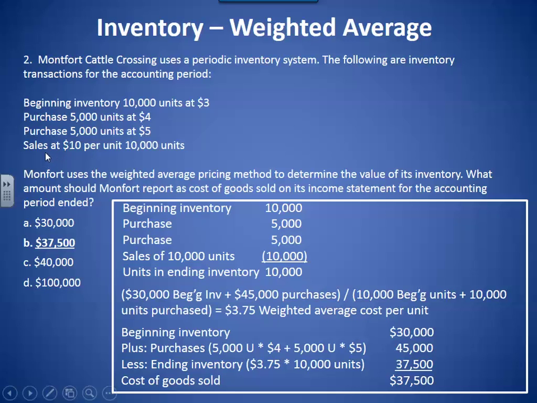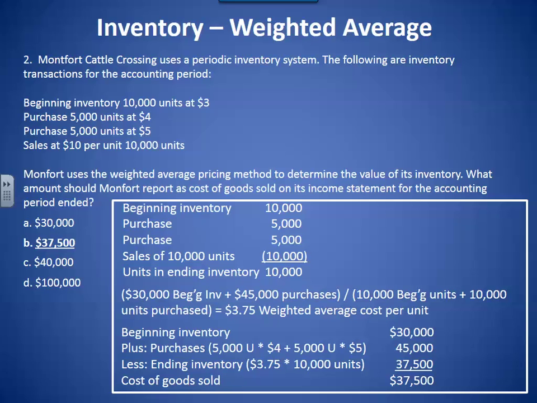We also said we sold 10,000 units at $10 per unit. So in this case, we also show sales at 10,000. So we started out with 10, we purchased 10, and we sold 10,000, which means the units in ending inventory equal 10,000. That's going to be an important number when we decide to start valuing our ending inventory. So that gives us our ending units in ending inventory.